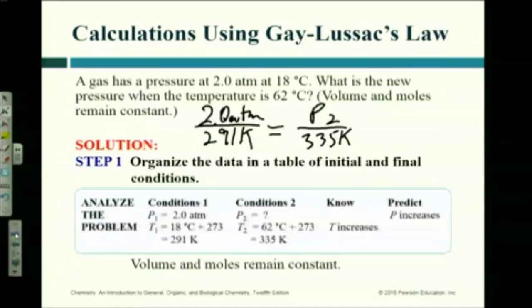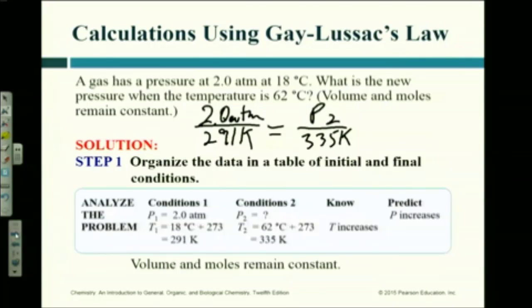So if I get an answer that's like 20 atmospheres, is that a right answer? No. If I get an answer that's 0.2 atmospheres, is that right? No, because pressure's going to go up. And it better go up just a little bit, right? I kind of see this going up about 10%, because it goes up about 40 out of 300, that's roughly 10%. So I better get an answer somewhere around 2.2, 2.3.